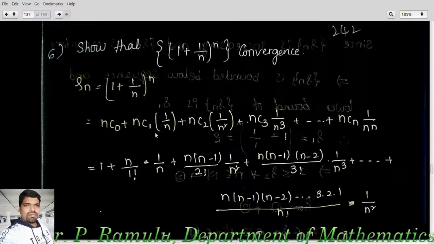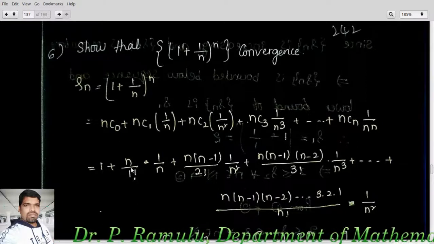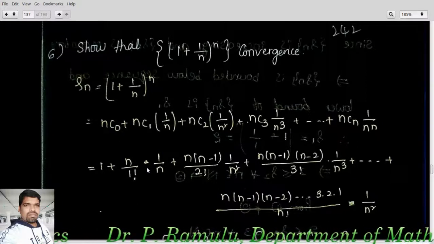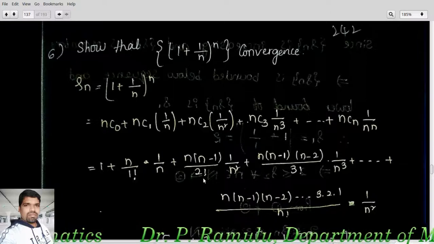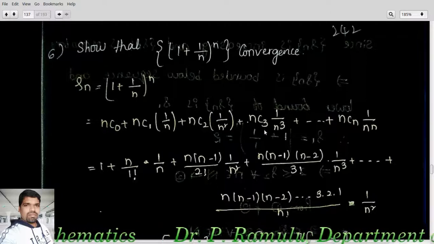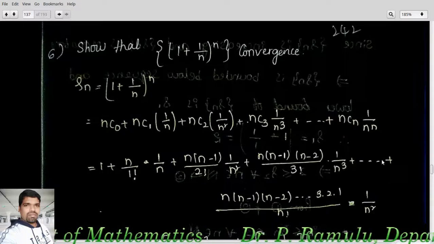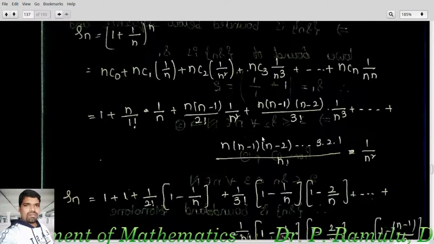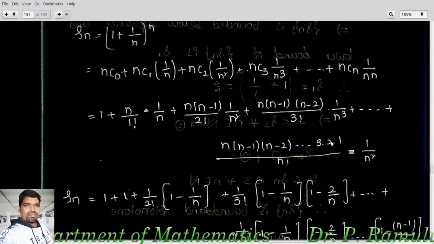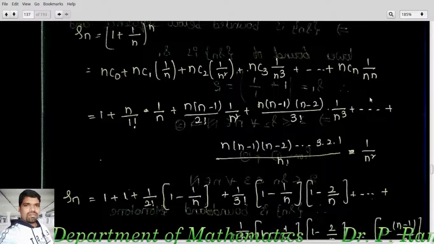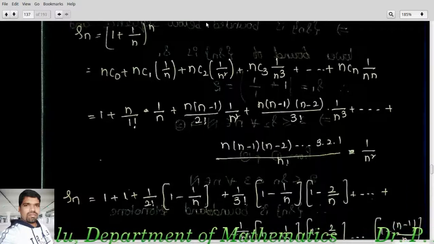Here 1 factorial; I can write nCn equal to 1 by n factorial. So 1 by n, plus nC2, which is n into n minus 1 by 2 factorial, times 1 by n square, plus nC3, which is n into n minus 1 into n minus 2 by 3 factorial, times 1 by n cube, plus and so on up to nCn, which is n into n minus 1 into n minus 2 and so on down to 1 by n factorial, times 1 by n power n.